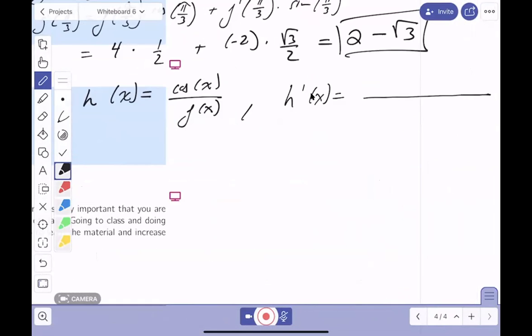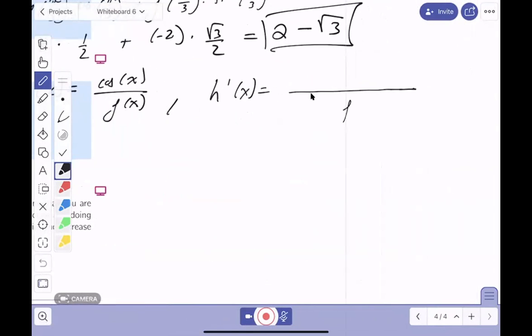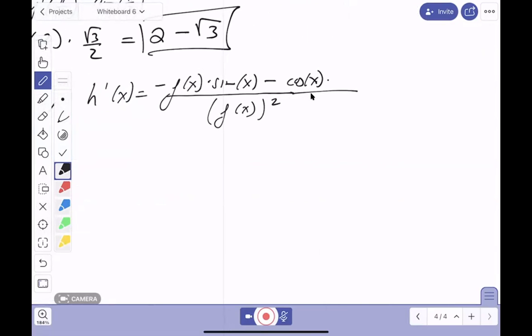Yeah, it's going to be work. I have to square the bottom. Bring the bottom to the top, times the derivative of the top, which is minus sine x, minus the top, which is cosine x, times the derivative of the bottom, which is f prime.